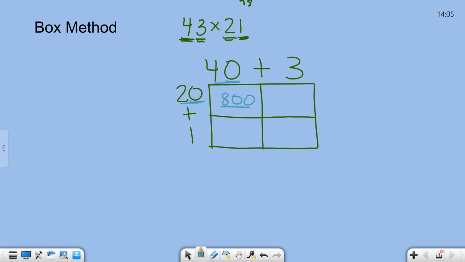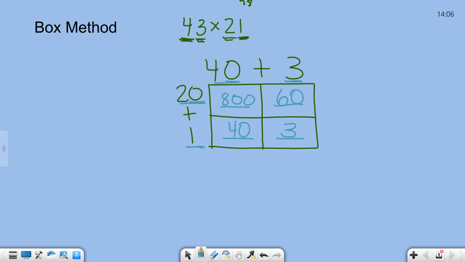That's 800. Then this box, I go up to 3, and I go all the way over to the factor outside the box, which is 20. So 3 times 20, 3 times 2 is 6. I move it over one spot for the tens, and I need a 0 there, 60. This box, I go up to 40, and then I go over to 1. 40 times 1 is 40. And then this last box, I go up to 3, and to the outside to 1. 3 times 1 is 3.